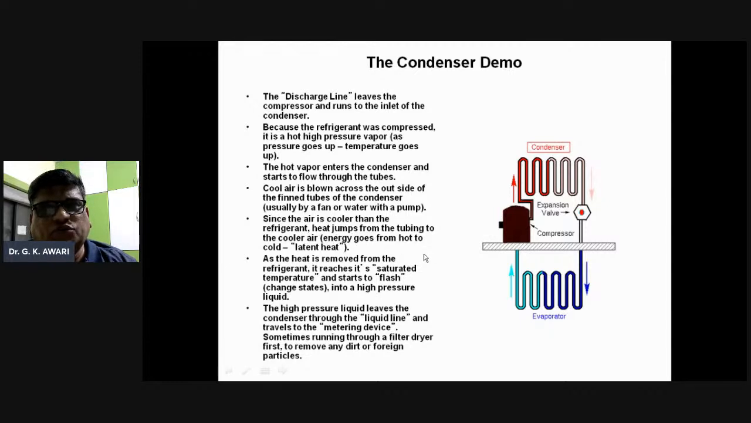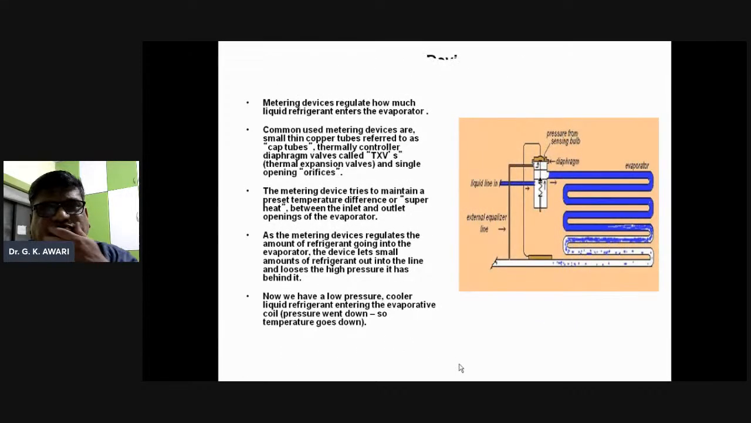heat jumps from the tubing to the cooler air, that is, energy goes from hot to cold, that is latent heat. As the heat is removed from the refrigerant, it reaches its saturation temperature and starts to flash, changing its state into a high pressure liquid. The high pressure liquid leaves the condenser through the liquid line and travels to the metering device, sometimes running through a filter dryer first to remove any dirt or foreign particles.